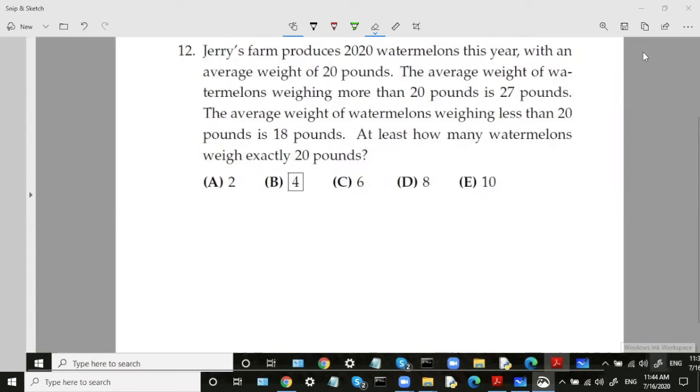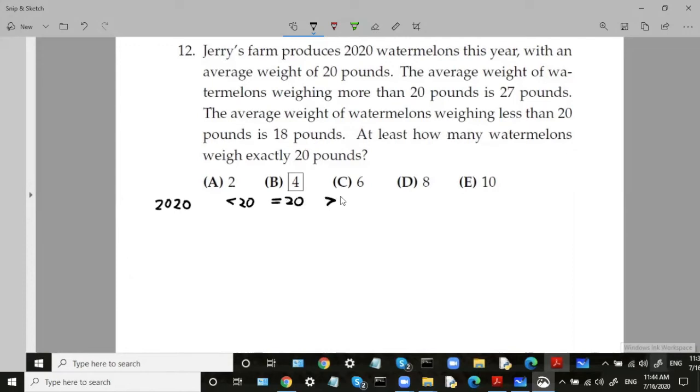Okay, so we've got 20 watermelons. So let's split into 3 groups: less than 20 pounds, equal to 20 pounds, and greater than 20 pounds. So let's set variables. The numbers of watermelons in these groups are x, y, z.